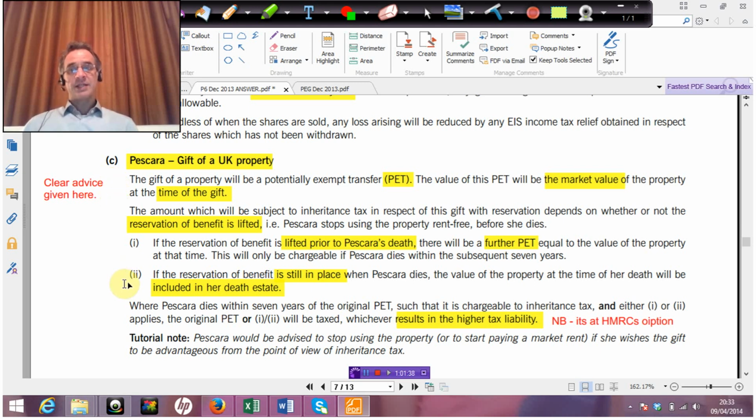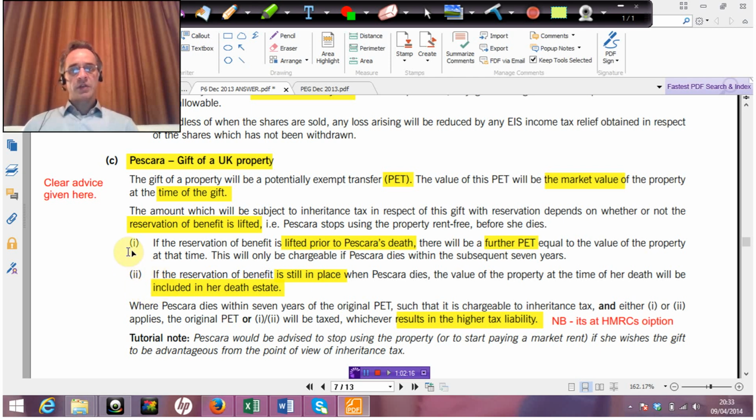But in the second instance, if the reservation of benefit still exists at the date of her death, then the property will just be included in the estate at the value that it has at the death date. Now, if you think about it, with the property, it's highly likely that the value will have increased between the time of the gift, in other words, the market value at the time of the gift, which is what the PET is stated at, and the ordinary market value of the property if it's simply included in the death estate. So more often than not, this value here is going to give the higher one.